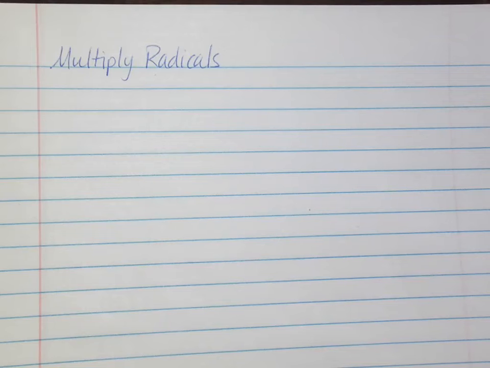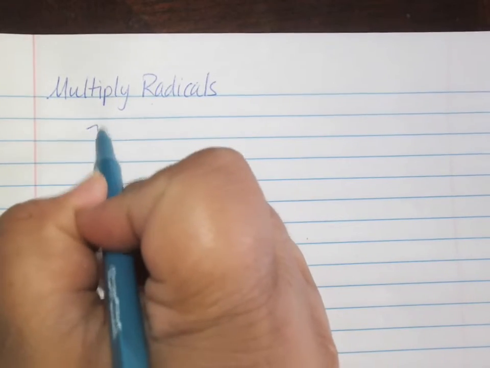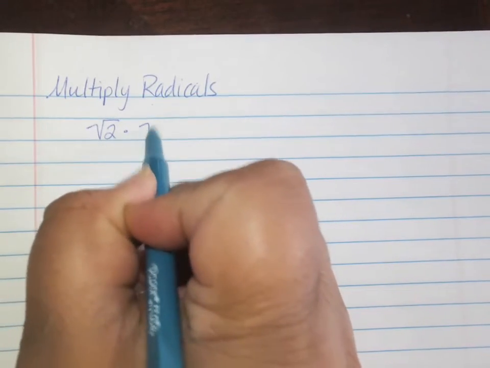Hey everyone, I'm going to show you how to multiply some radicals. So we're going to use what we learned in the last video to help with this video. This lesson is going to start off pretty easy. So we're going to have something like square root of 2 times square root of 3.